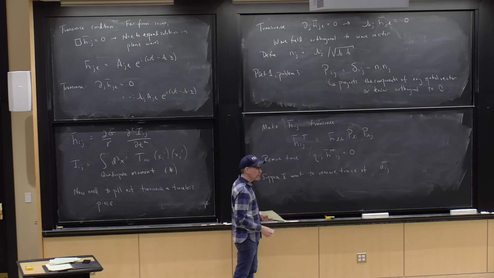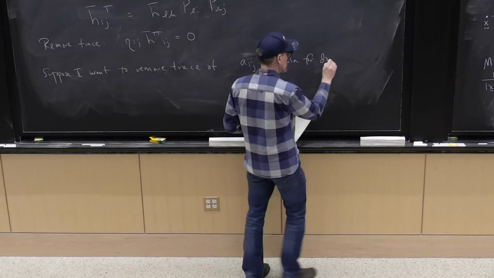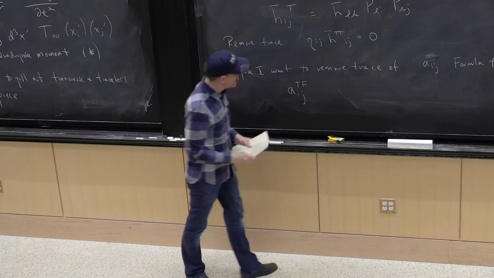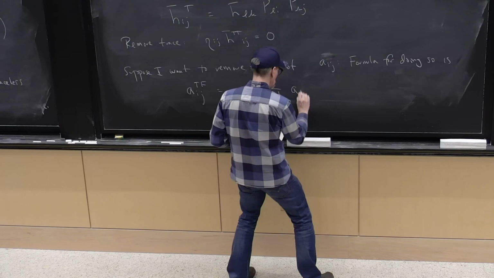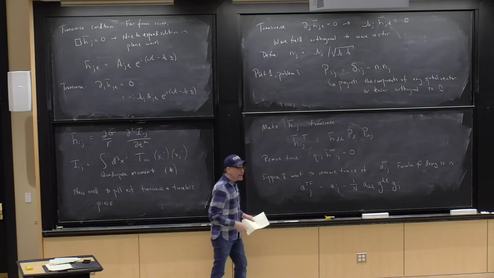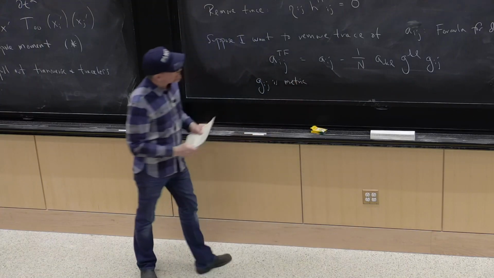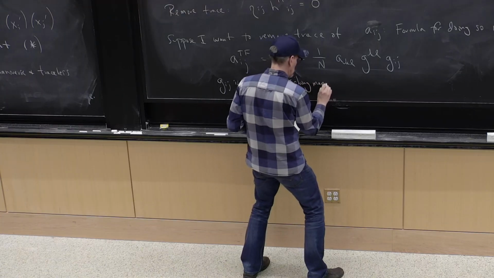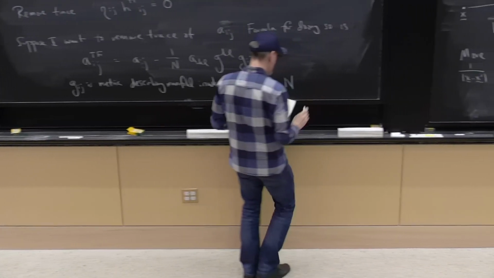So I'm not going to prove the following result. It's something that you can easily verify for yourself. The formula for doing so is that A_ij trace-free is A_ij minus 1 over n A_kl g^kl g_ij. g is the metric that describes the manifold in which this tensor lives. n is its dimension.